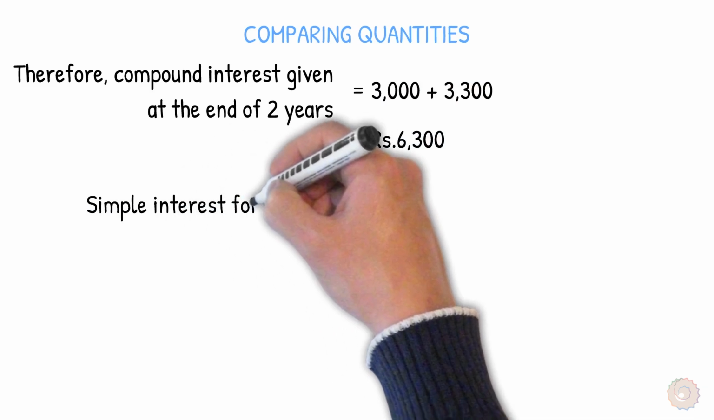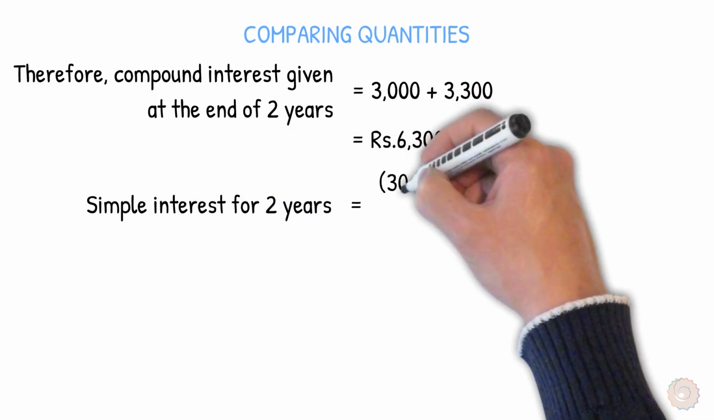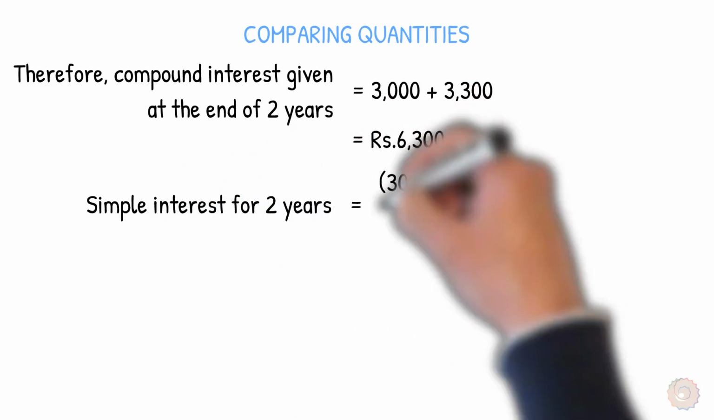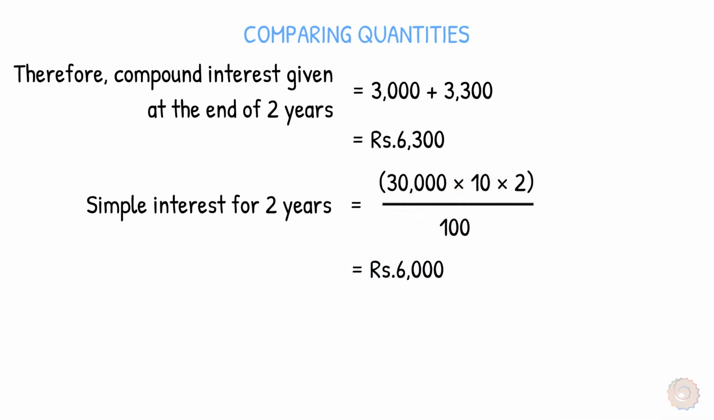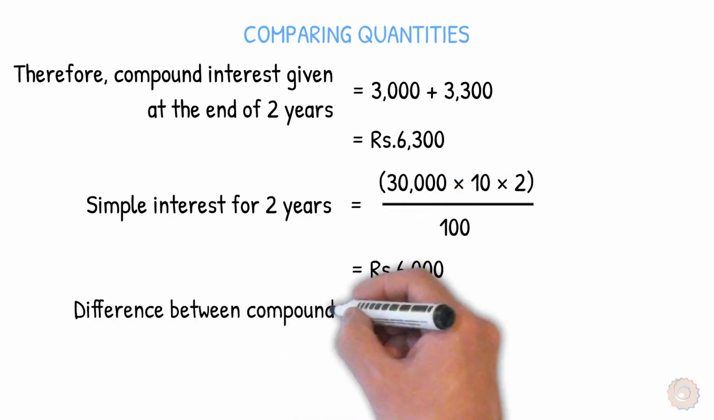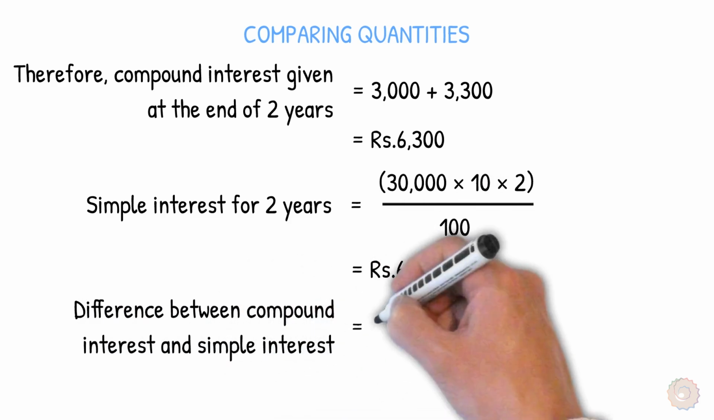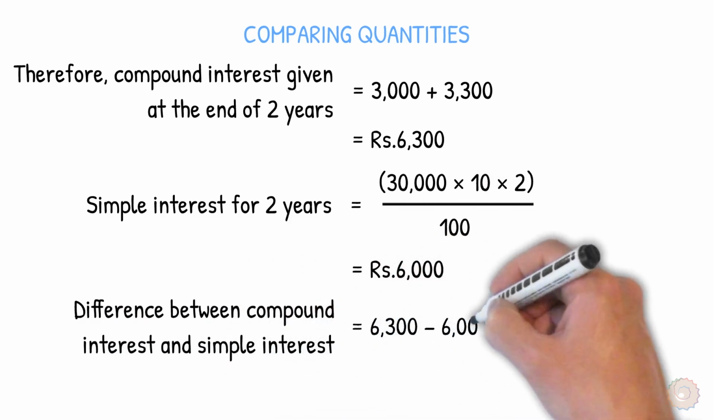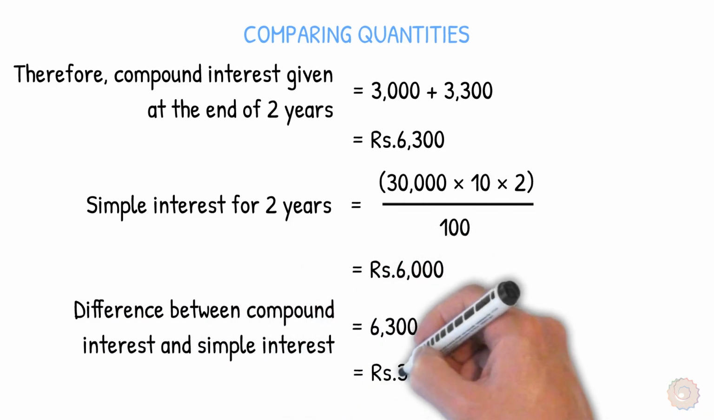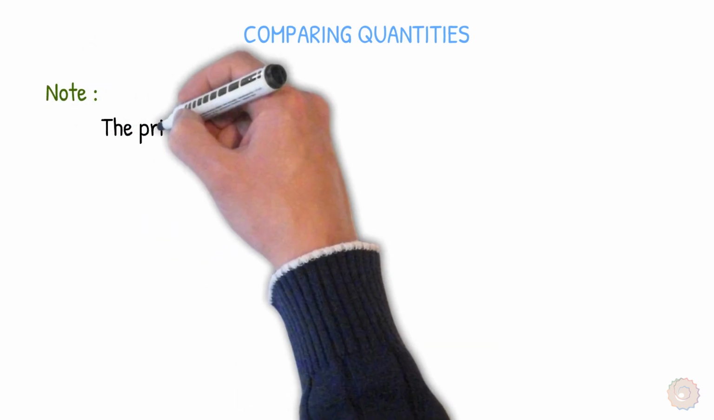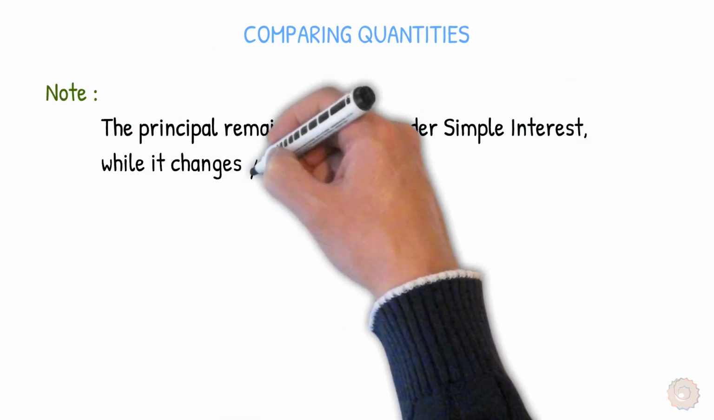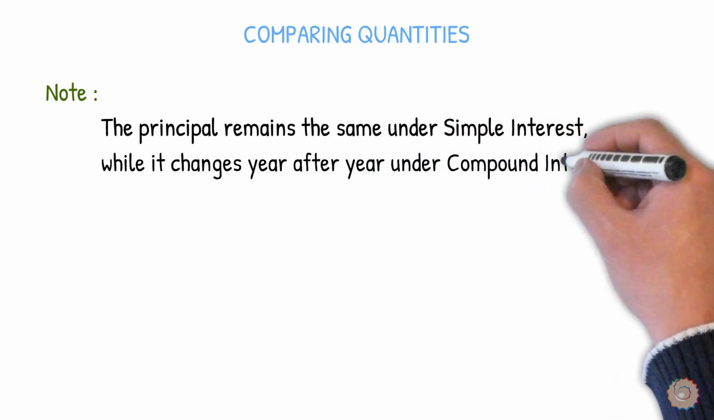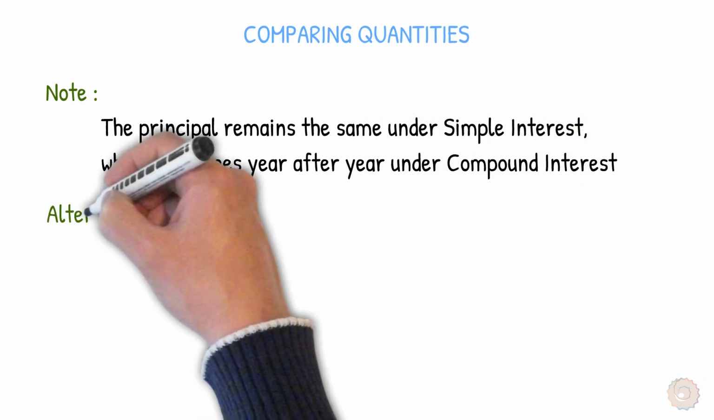6,300. Simple interest for 2 years equals 30,000 into 10 into 2, the whole divided by 100, that is rupees 6,000. Difference between compound interest and simple interest equals 6,300 minus 6,000 equals rupees 300. Note: the principal remains the same under simple interest, while it changes year after year under compound interest.